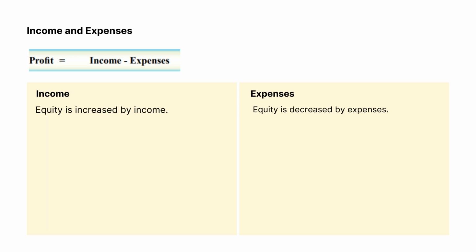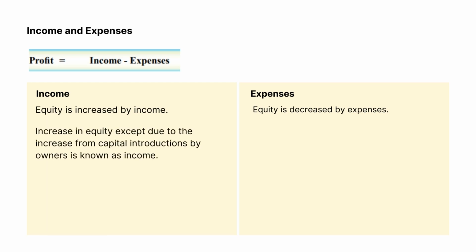However, an increase of equity does not occur only from receipt of income. When owners bring additional capital to the business, it causes an increase in equity. This increase in equity is not considered as income. Therefore, income can be defined as an increase in equity except due to the increases from capital introductions by owners. Examples: sales, interest received, rent received, commission received.